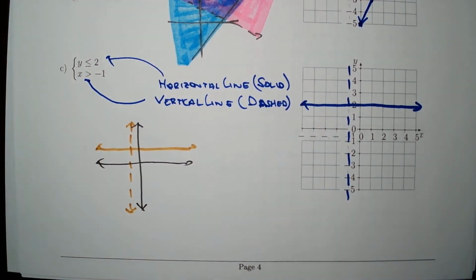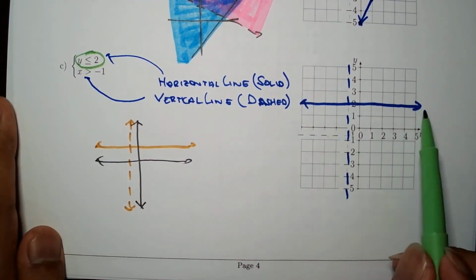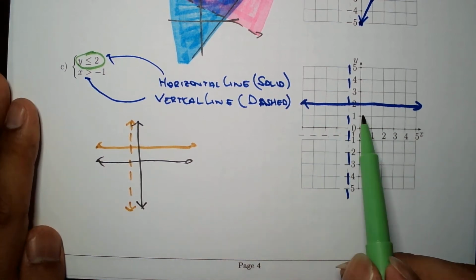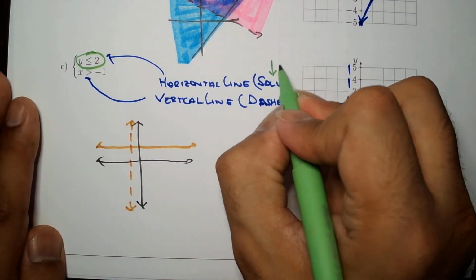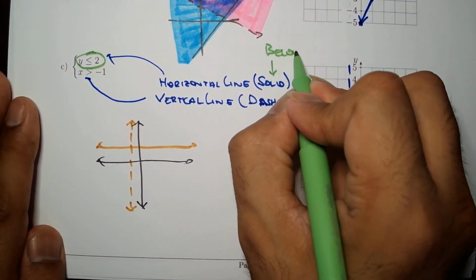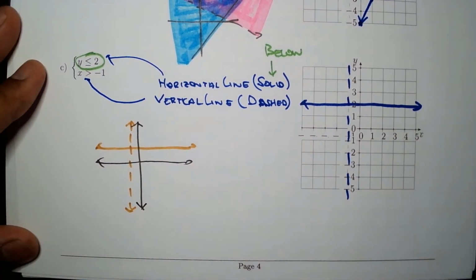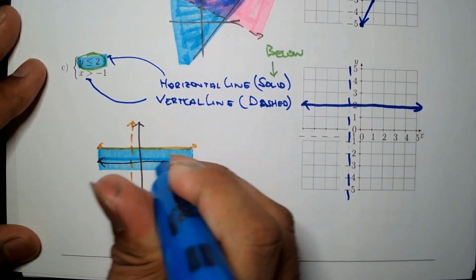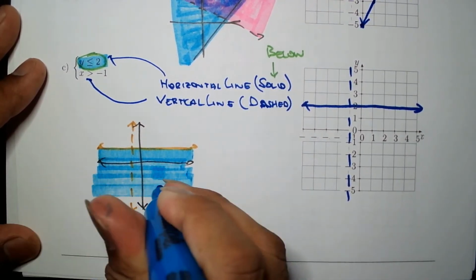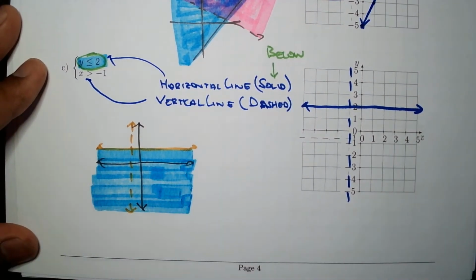All right, so in this case, we want for the horizontal line less than. The horizontal line divides the Cartesian plane into the below part and the above part. Less than means below. So I'm going to shade that using blue, below here. All right, so I'm going to shade below.